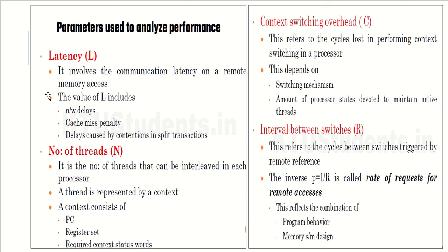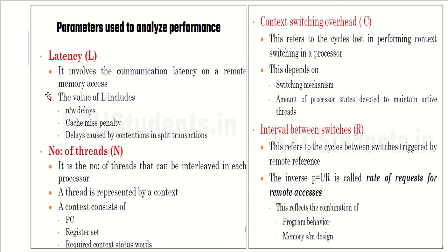Talking about the number of threads, as the number of threads increases, the performance is found to have a slight degradation. There is a maximum limit in the number of threads which can be interleaved. As I said, a thread can be represented as one single context, and a context will have a program counter, a register set, which is used to contain all the data associated with the context, and also the status words, which say whether it is in running state or ready state, whatever it is. That status word is also available inside the context.